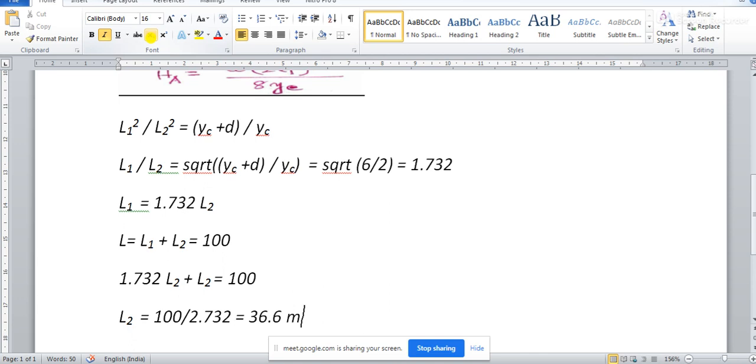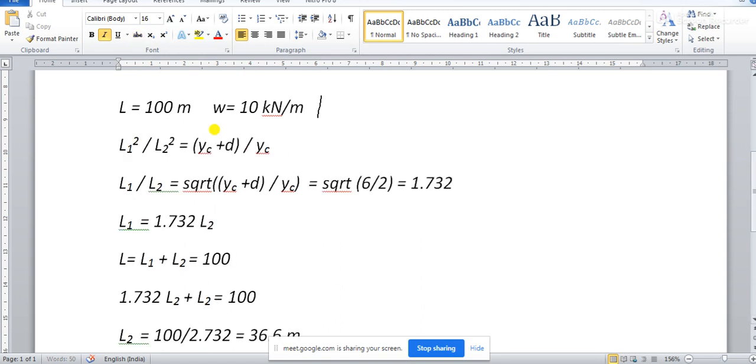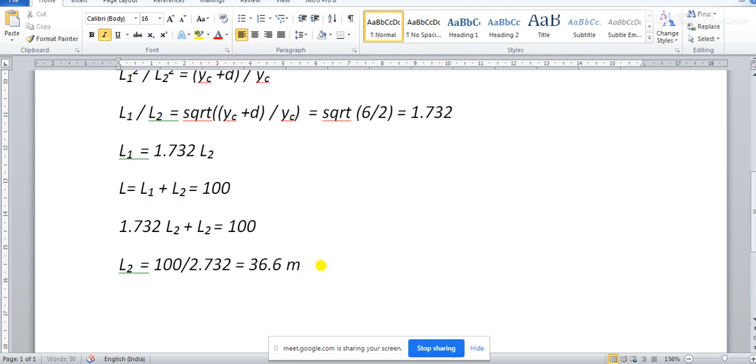Okay, so once you find this, it's very simple. Once you found L2, you can find L1 also, or from L2 you should be able to find the horizontal force, it doesn't matter. So what is your value of L1? L1 will be equal to 100 minus this 36.6. It will be 63.4, right?